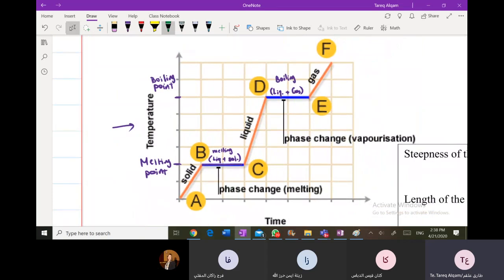And as what we mentioned before, guys, during the boiling process, or even the melting process, the temperature does not change because the whole amount of heat supplied is used to break the bonds, or to weaken the bonds, to convert the matter from solid to liquid, or from liquid to gas.